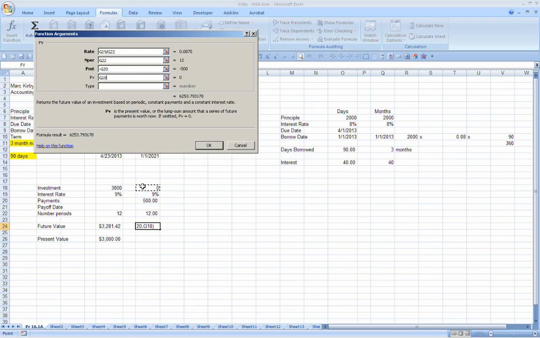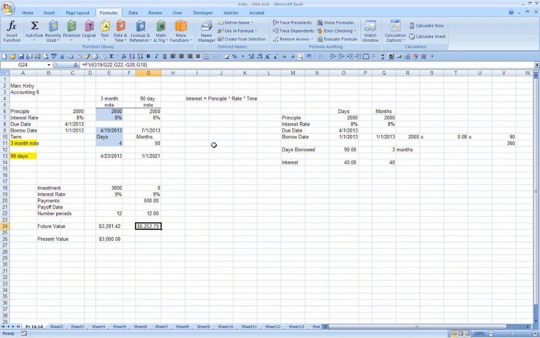Okay. I could have put it 0. I could have left it blank. So if I make 12 equal payments of $500, one every month, at 9% interest, how much do I end up with at the end? Notice it kind of tells me what my answer is going to be. So I put 5 times 12, that's $6,000 in a bank account at $500 a month at 9% interest. I will have $6,253 in the future at the end of 12 months. Okay?